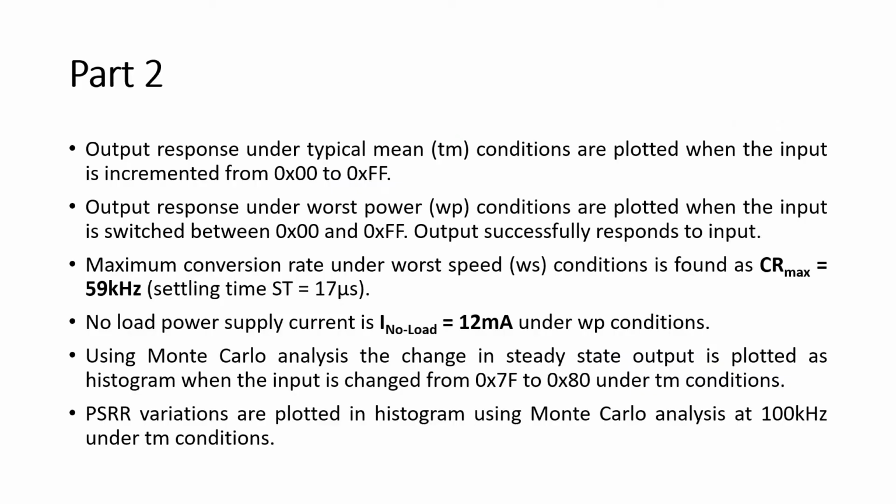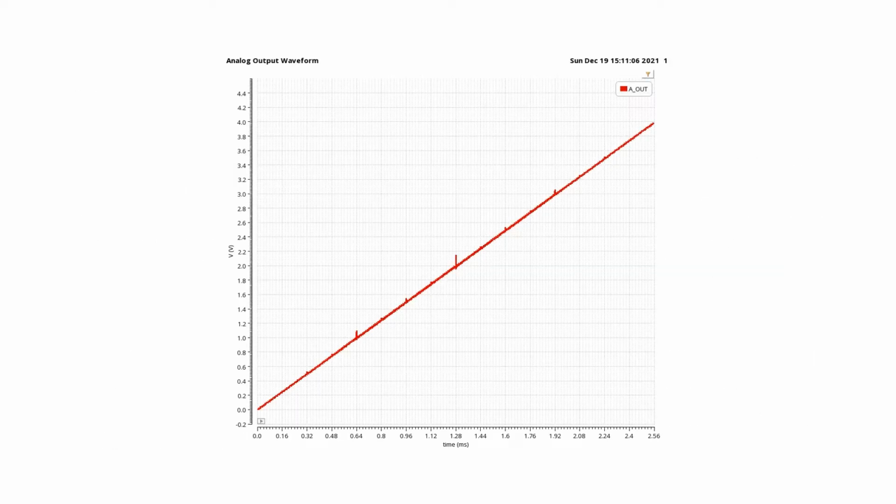In the second part, I performed corner and Monte Carlo analysis, details of which are given below. I tested for different scenarios in typical mean, worst power, and worst speed conditions. For example, this is the analog output waveform, which shows that with respective digital inputs, the output changes linearly, and although with spikes, it shows monotonic behavior.